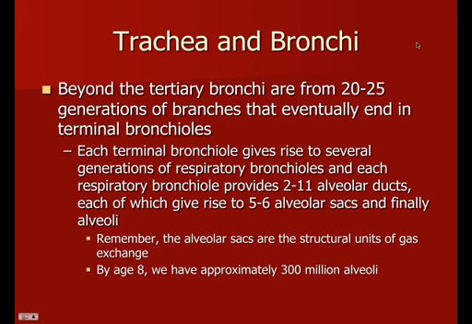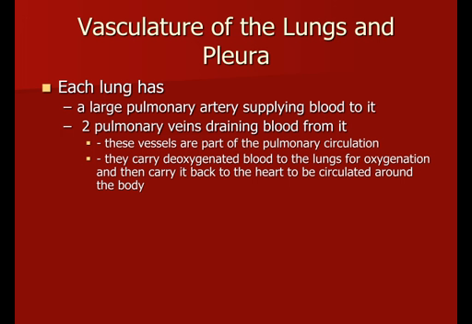Okay, the trachea and the bronchi. Beyond the tertiary bronchi there are 20 to 25 generations of branches that eventually end in terminal branches. And no, you don't need to know 20 to 25 branches. You just need to know that they continue to branch. Each terminal bronchiole gives rise to several respiratory bronchioles. These respiratory bronchioles provide 2 to 11 alveolar ducts, which then give rise to alveolar sacs, and finally to the alveoli, which is where your actual gas exchange takes place.